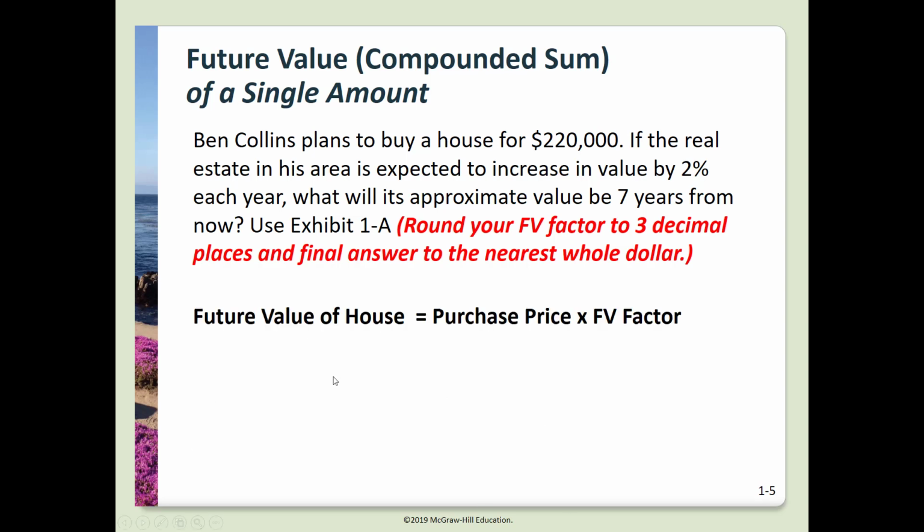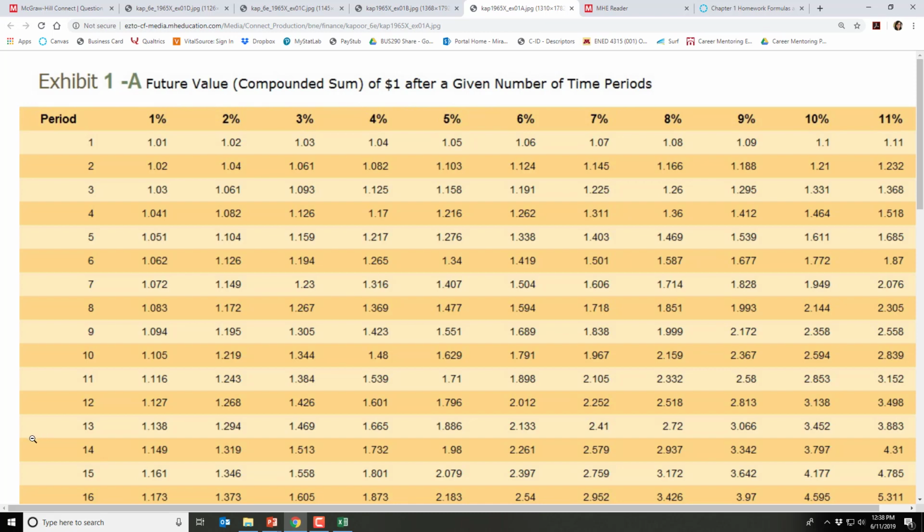So the formula we're going to use to find the future value of our house is the purchase price times the future value factor. So here's Exhibit 1A. I'm going to go to the period and go down to the 7 years row. And we're working with 2%. So I go to the column with 2% and then go down until I get to the 7-year period. And so my future value factor is 1.149.